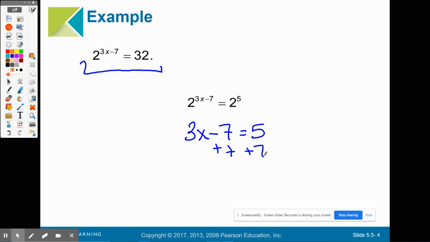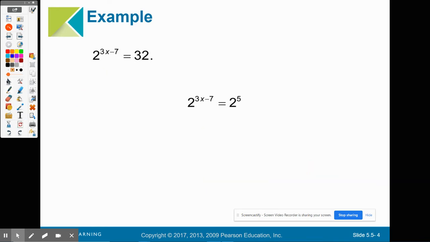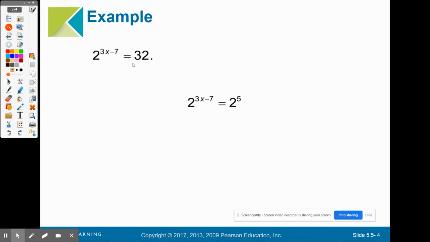You would add 7 to both sides. You get 3x equals 12. Divide both sides by 3, and x would have to equal 4. And if you plug that in, you would get 2 to the 3 times 4 is 12 minus 7, to the 5th. And doesn't that equal 32? It absolutely does. So you can solve exponentials by getting the base the same.